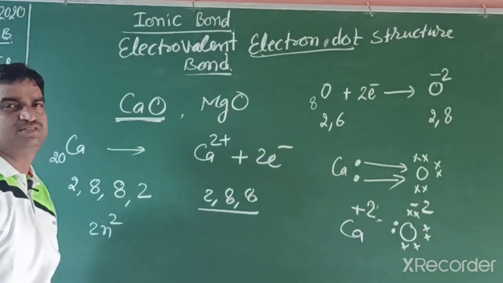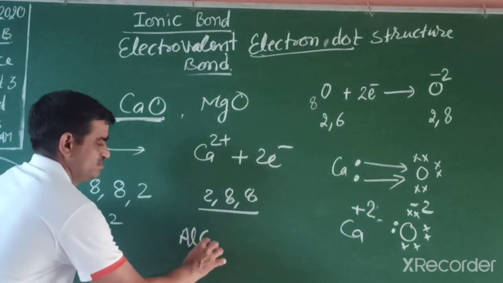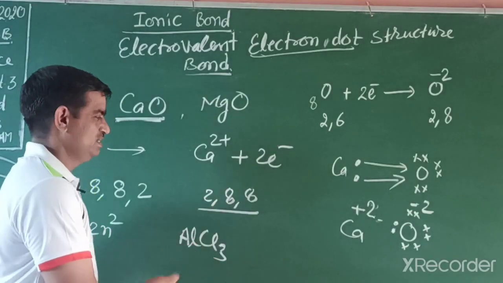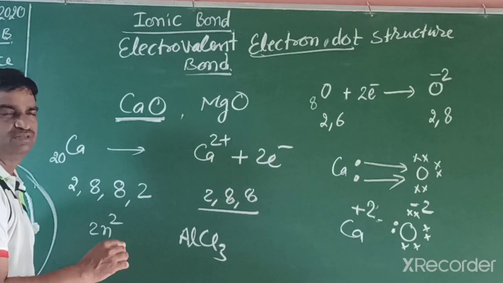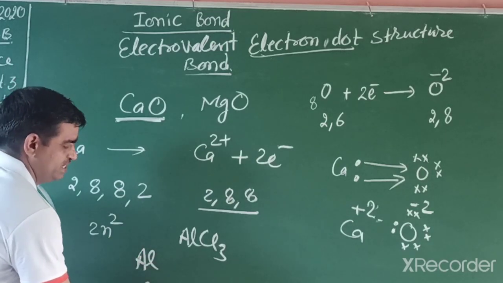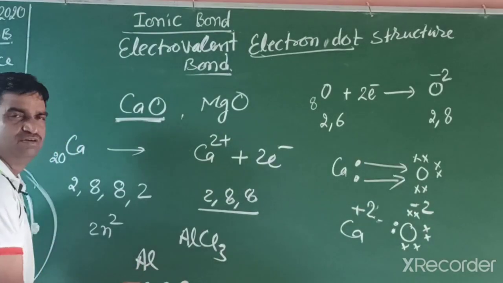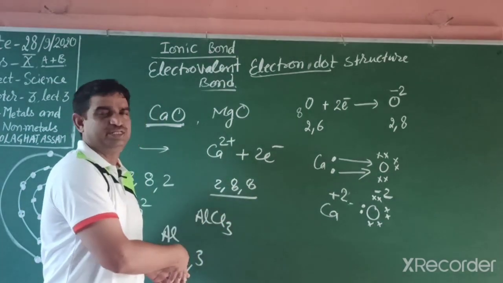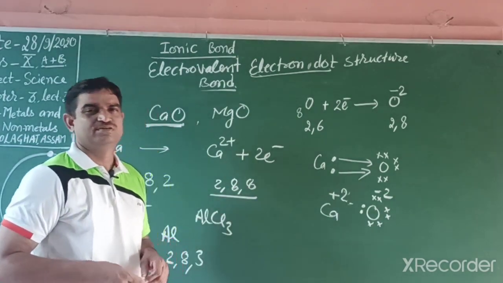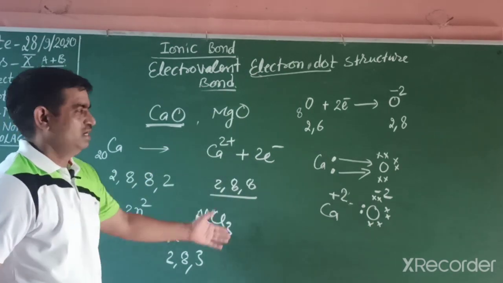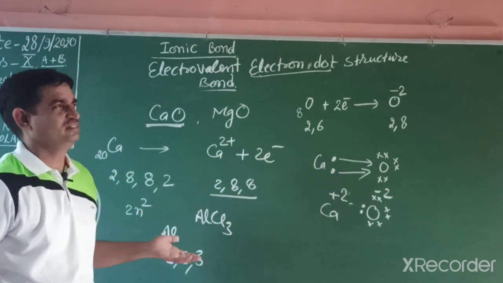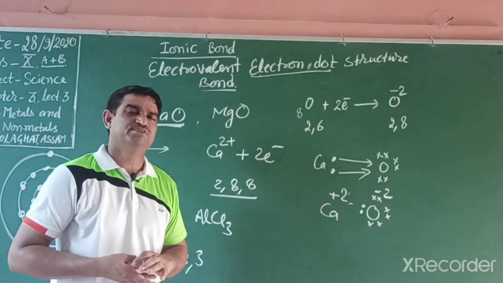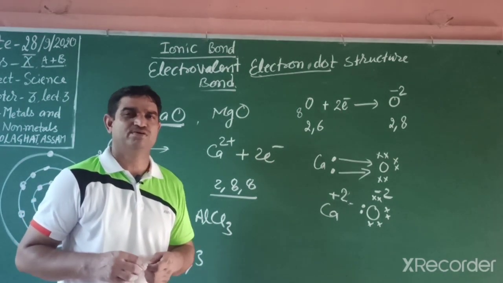You can write other compounds like aluminum chloride. How? First you write the aluminum configuration, 2, 8, 3. Aluminum has 3 electrons in the last shell. So it loses 3 electrons, and the 3 electrons are gained by 3 chlorine atoms, forming chlorides. So between 1 aluminum and 3 chloride ions there is a force of attraction, again similar to other compounds like calcium oxide, magnesium chloride and sodium chloride. Now we explain the different properties of ionic compounds.